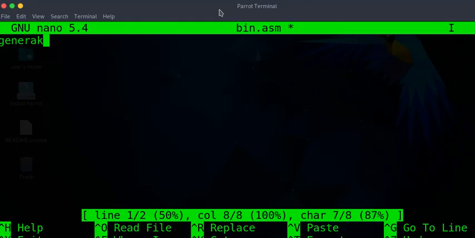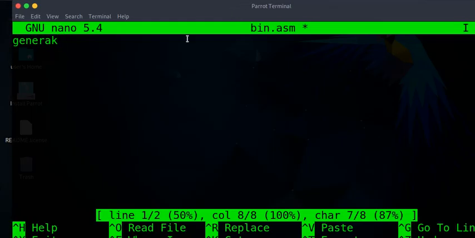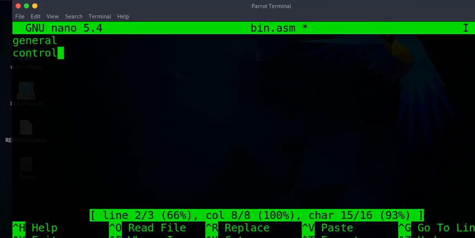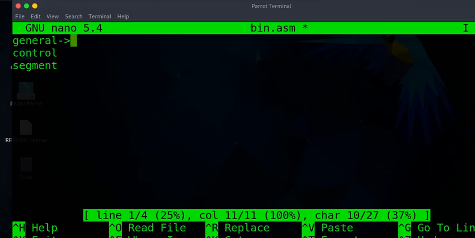Okay, so we have the general registers. We have the control registers, and we have the segment registers. Okay, so let's take a look at the general registers. The general registers are divided into the data registers. We have the pointer registers and even the index registers. Okay, so we are going to take a look at all of them one by one.